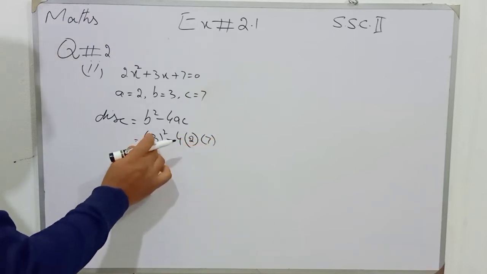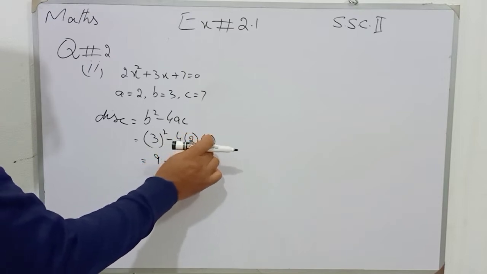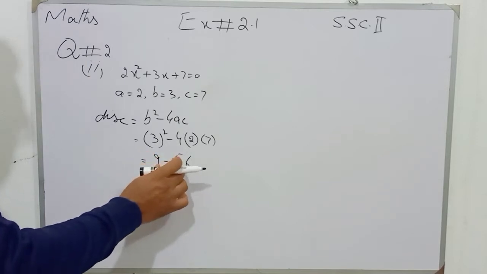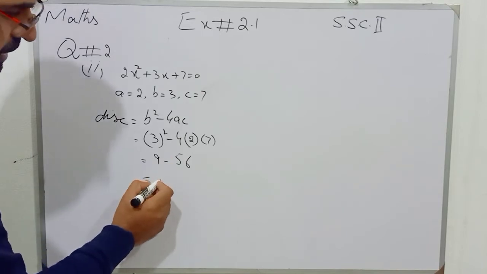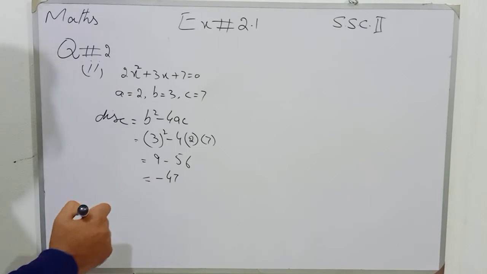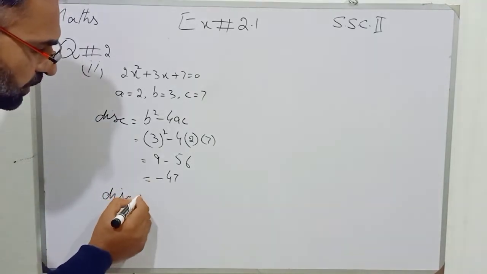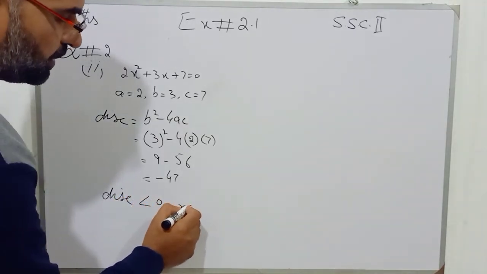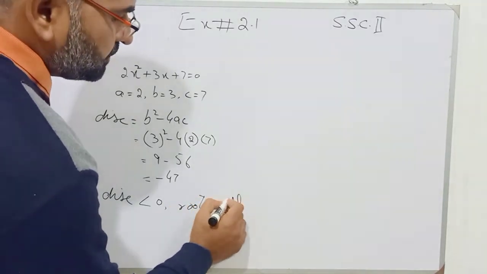Now students, the square of 3 means 9, minus 4 2s are 8 and 8 7s are 56. There are two terms, one is positive and the other is negative. Subtract the smaller number from the greater one and put the sign of the greater number. So the answer will be minus 47. Now students, our discriminant is less than 0. So the roots will be imaginary.